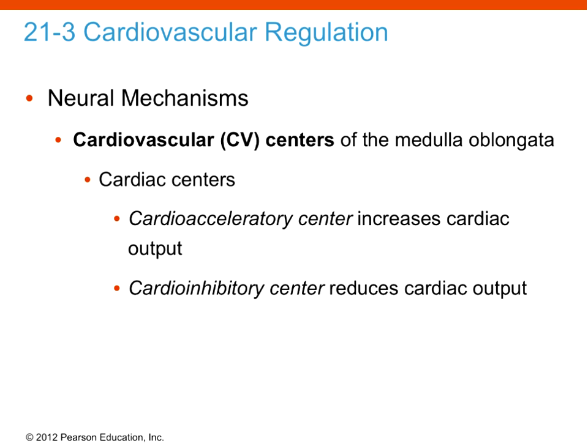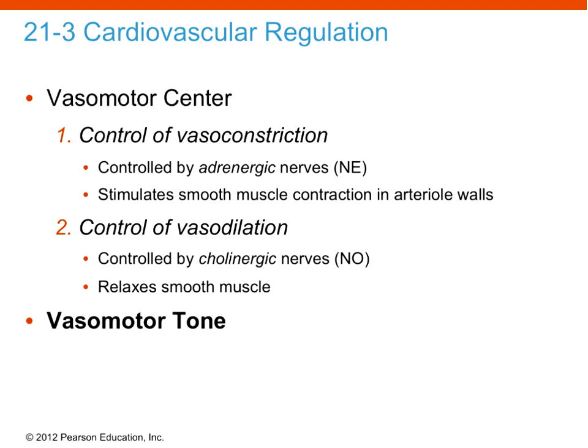So, some neural mechanisms, you're probably very familiar with this. Cardiovascular centers are in the medulla oblongata, which is the oldest, most arcane portion of your brain. You have what are known as cardioacceleratory centers that will increase cardiac output, increasing heart rate, stroke volume, that sort of thing, or cardioinhibitory centers that are going to reduce cardiac output. And either the acceleratory or the inhibitory centers found in the medulla oblongata, if triggered, will definitely affect blood flow.